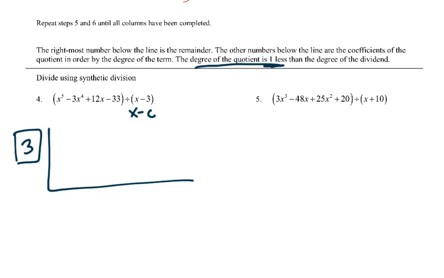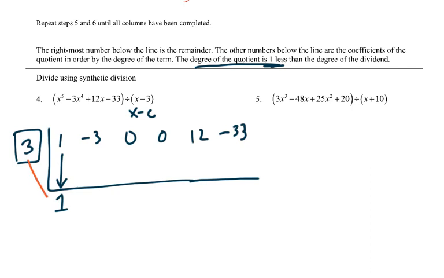So in this case, it's not going to have one, because if you look at this, this might be exactly the same problem that we did before. Exactly the same problem that we saw before, but I'm still going to write the additional terms inside. So I have 1, negative 3, 0, 0, 12, negative 33. Okay, so bring down my first digit, my leading coefficient.